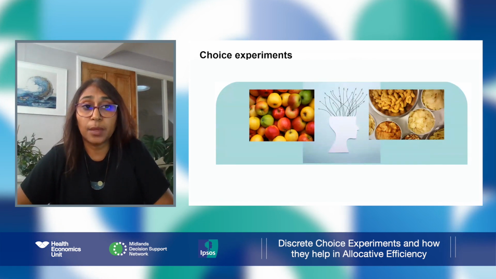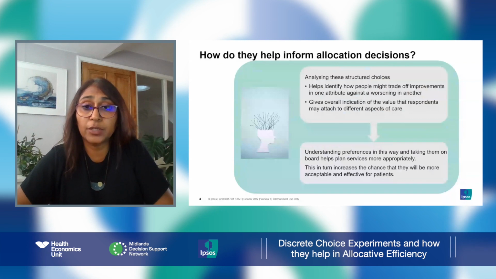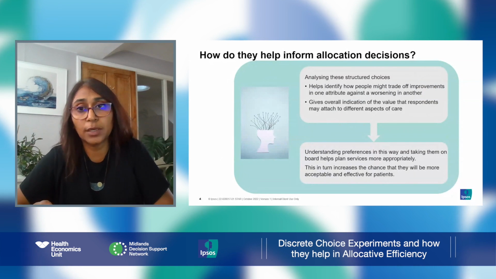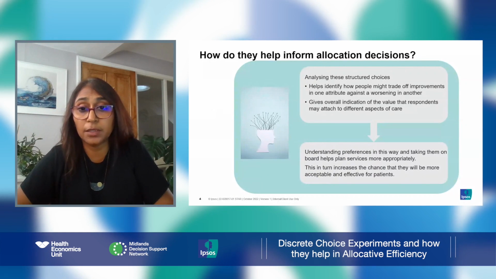So how do these choice experiments help inform the actual allocation decision? Well, by analysing these structured choices in this way, we can understand how people might trade off improvements in one attribute against a worsening in another. And altogether, it gives an overall indication of the value that people might attach to different aspects of care. And by understanding preferences in this way, what we can do is take them on board when we plan services to make them more appropriate. And this in turn is hoped really to increase the chance that the care that's being considered will be more acceptable to patients and therefore more effective.